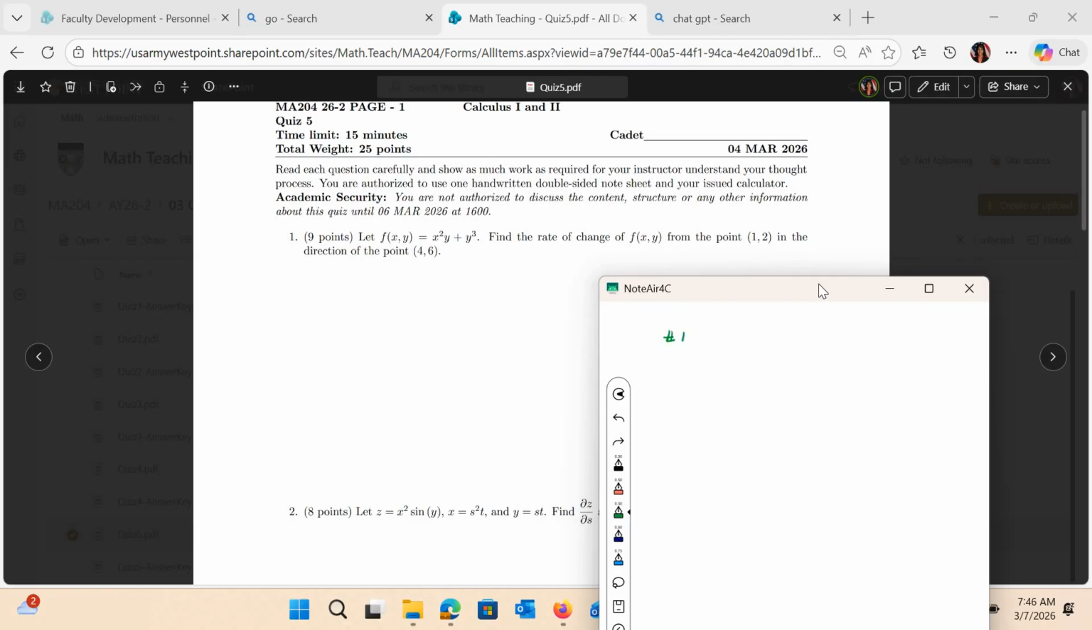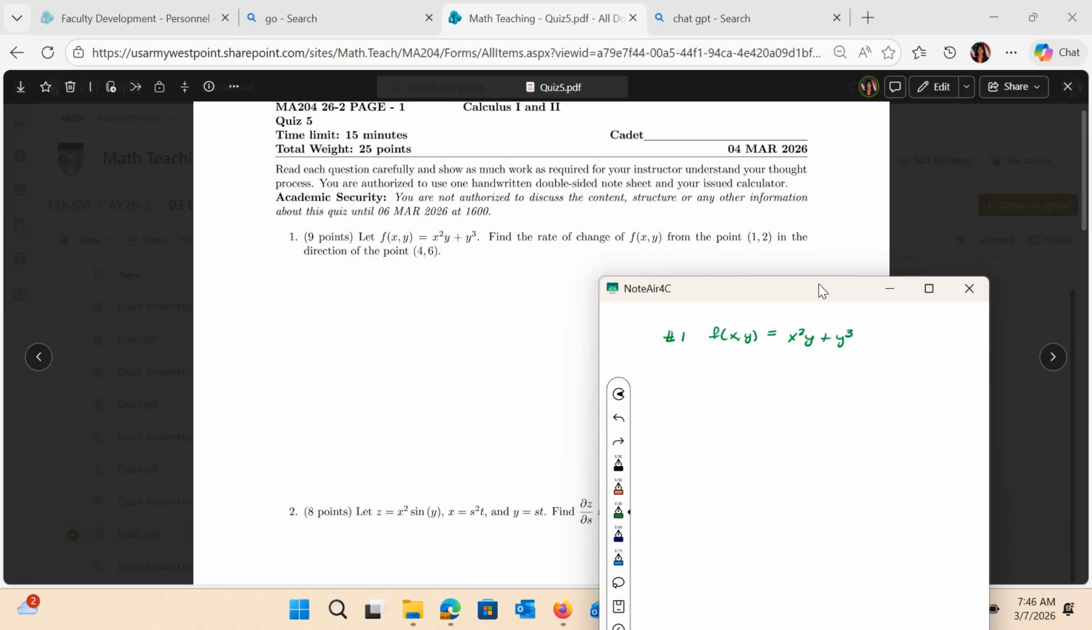So number 1, quiz 5, we have f of x y is equal to x squared y plus y cubed. And the question asks, find the rate of change of f of x y from the point 1, 2 in the direction of the point 4, 6. So you're asking me how to study for the WPR. You need to know that this is a directional derivative question. Once you know that, you know which formula to apply.